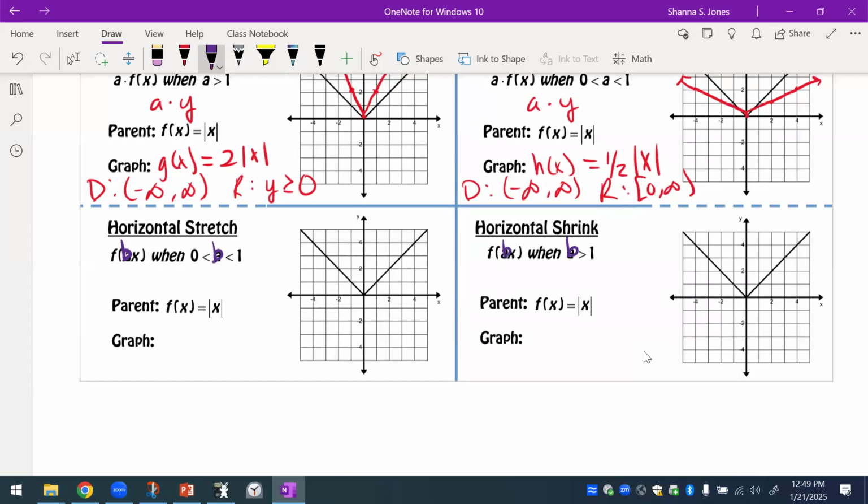The b, okay? If your b value, instead of multiplying your x by that, you're actually dividing. It is x divided by b. So you're changing all of your x's by dividing. Same thing here. It's going to be x divided by b. Okay. So if we let b be 2, this would be our g of x now, and g of x would equal absolute value of 1/2 x.